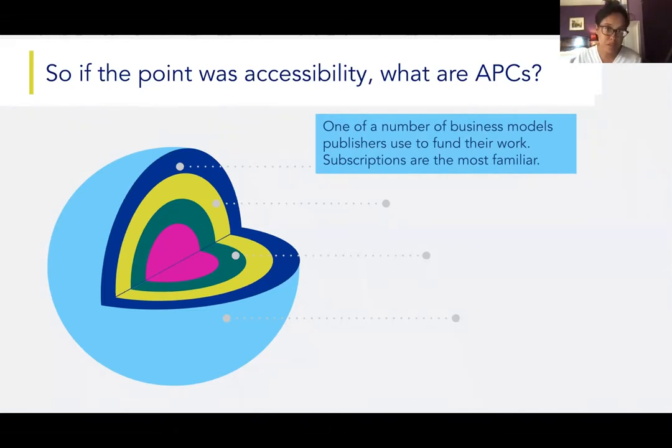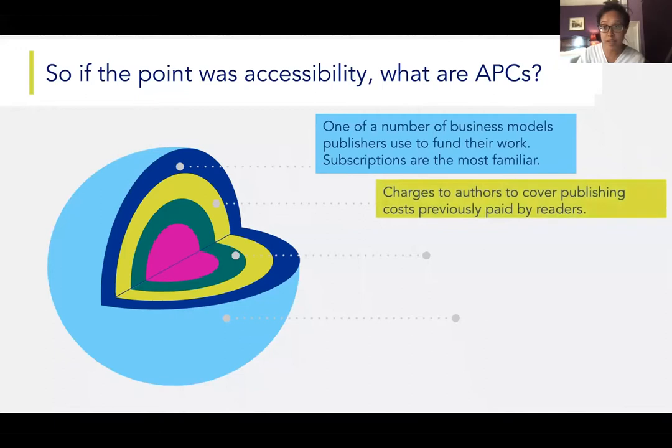The subscription business model is the one that we are all familiar with. And remember, that's whether your subscription is to the New York Times, so you can read their online edition, or a subscription to an academic journal. It's the same thing. It's a kind of annual recurring fee you pay to be able to read. The APC is a one-time fee an author pays to be able to publish and make their work openly available to everyone else and retain their rights.